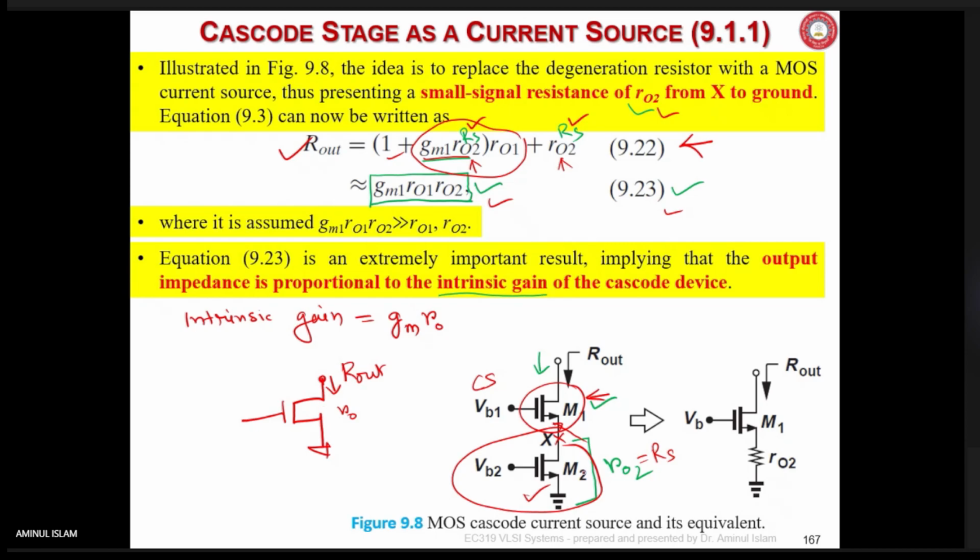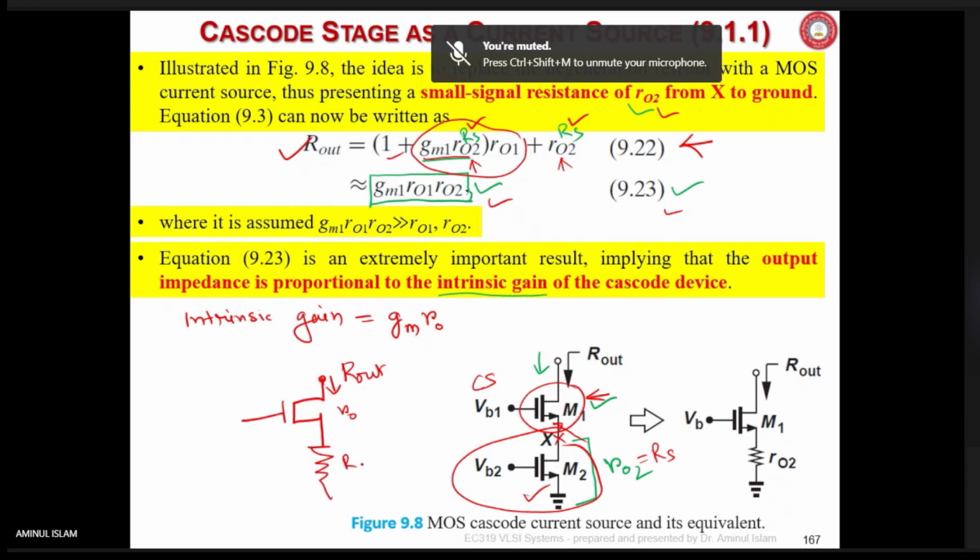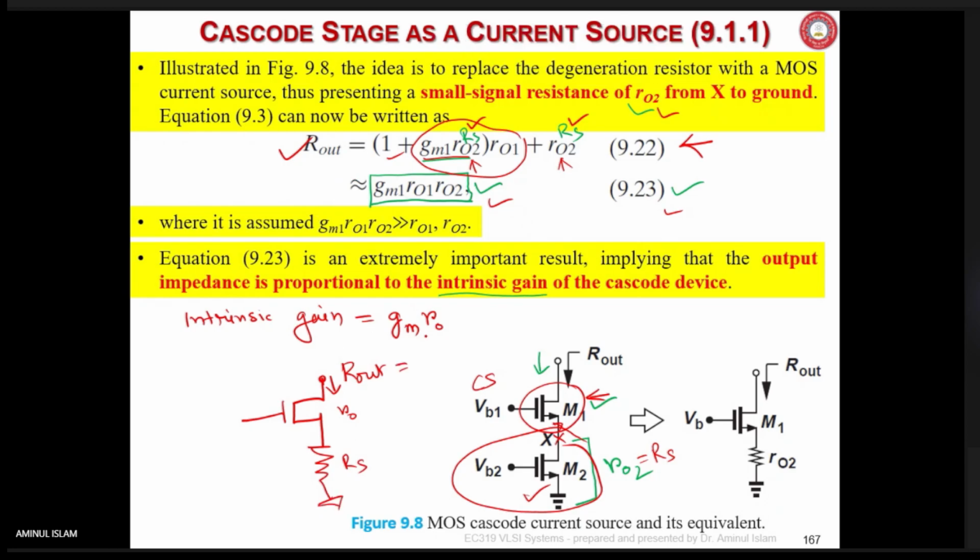Now you have connected RS. If you connect RS here, then the expression of R out becomes this: RO1, RO2 into GM1. This is the expression you get. So it is getting multiplied by this term, isn't it? So it is boosted. Output impedance is boosted. So should I go to the next slide? Yes, sir.